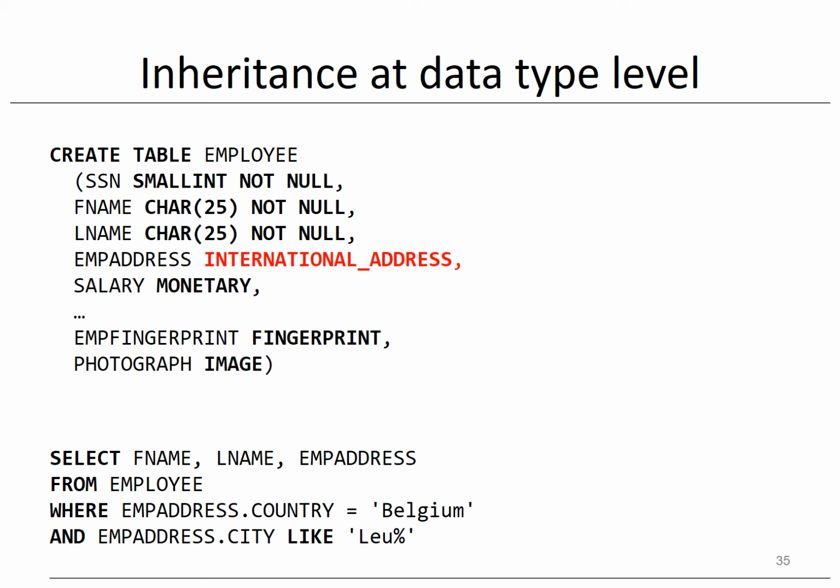We can then write the SQL query at the bottom of my slide. This query asks for the names and addresses of all employees who live in a city in Belgium, starting with the 3 characters LEU. Note that the definition of the international address data type does not explicitly include the city attribute type, but the latter will be inherited from its superclass address where it is defined.